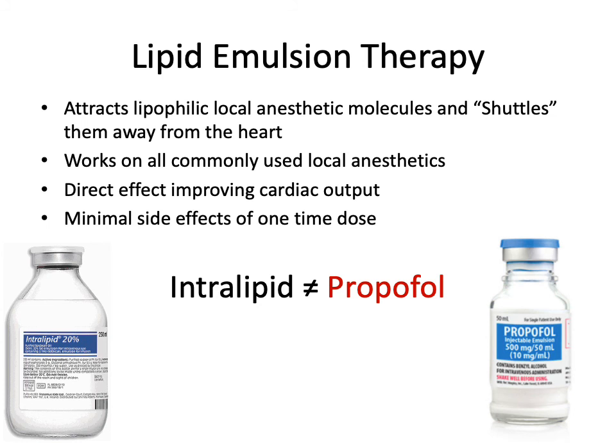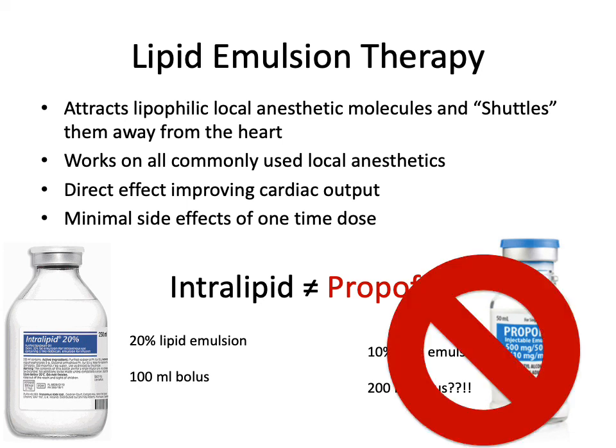One important side note here is that while propofol is also a lipid emulsion, it is not an appropriate substitute for lipid emulsion therapy. Lipid emulsion therapy is given as a 20% emulsion, and the initial bolus for a 70 kilogram patient is 100 mLs. Propofol is a 10% lipid emulsion, meaning that the volume required to give an equivalent bolus of lipid would be 200 mLs, which is 2,000 milligrams of propofol, or approximately 10 times the dose used to induce anesthesia in a person of that size. That amount of propofol would undoubtedly contribute to cardiovascular collapse in an already unstable patient.